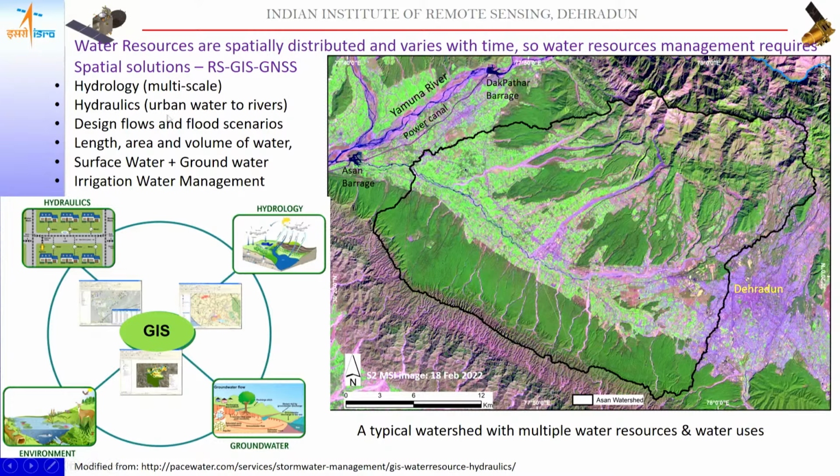And the second component is hydraulics. That means how the water is flowing through a river system. For example, this is the Asan River, or if you get very high resolution data of Dehradun city, for each individual pipeline you can do the hydraulic modeling of the water distribution system, for which I will also be showing one of the case studies. So from urban water to the river systems, hydraulics is possible. And in this particular area, what you are seeing is the Asan barrage here.